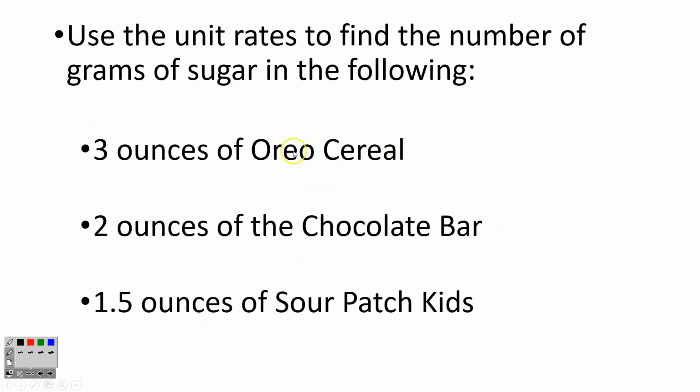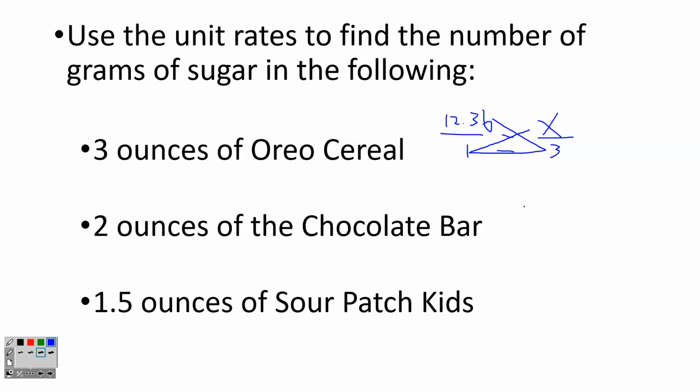Now, based off of the unit rates from yesterday, we could also do the cereal, the chocolate, and the Sour Patch Kids. I am not going to spend a lot of time on this, but I will do a couple just to show you. The Oreo cereal, when I calculated it, came to 12.36 grams of sugar for every 1 ounce. If we wanted to know for 3 ounces, we would set it up like this. The sugar would go on top, the ounces would go on the bottom. Then I would do this times this divided by that to get that.